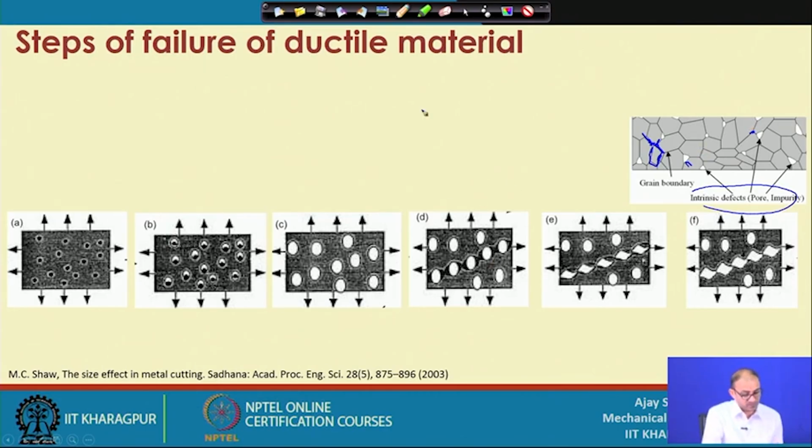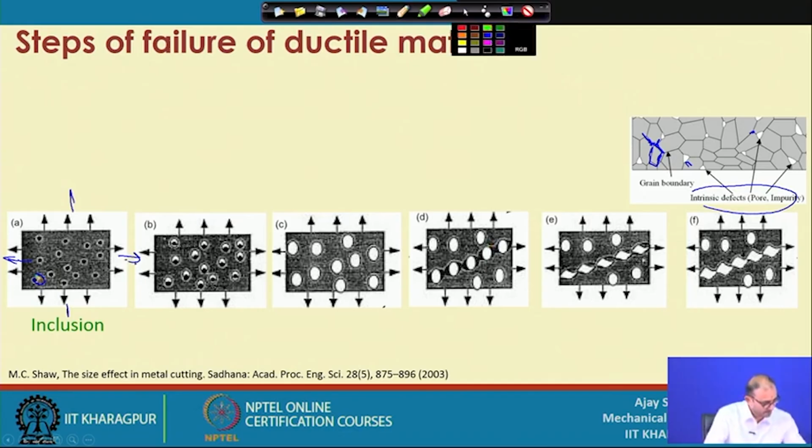Now see what happens when you have some type of defects in the material and you are deforming this material in both directions. This is the x direction, let us consider, and this is the y direction also. First thing is the inclusion. So, these are the inclusions. Inclusion means there are some defects, and whatever these defects are, those are the inclusions.